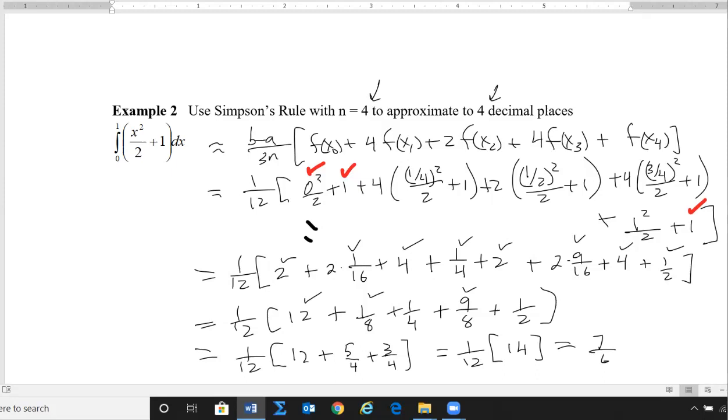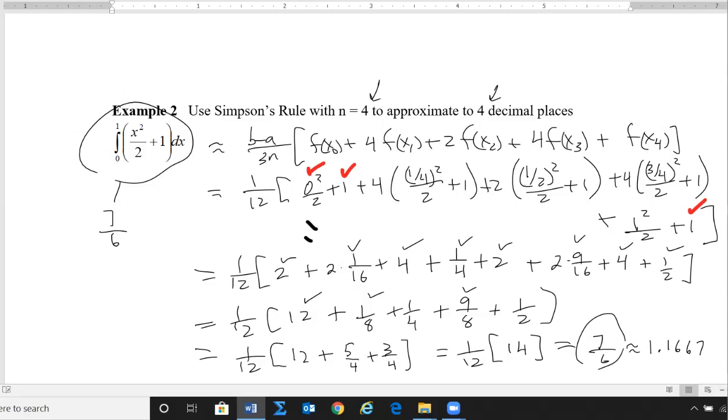Okay, now, rounding that to 4 decimal places, well, okay, so 1.1667. Okay, now, what you notice, so we did this problem in the last sample we did, and we came up with an exact answer of 7 over 6. This one actually gave us an exact answer.